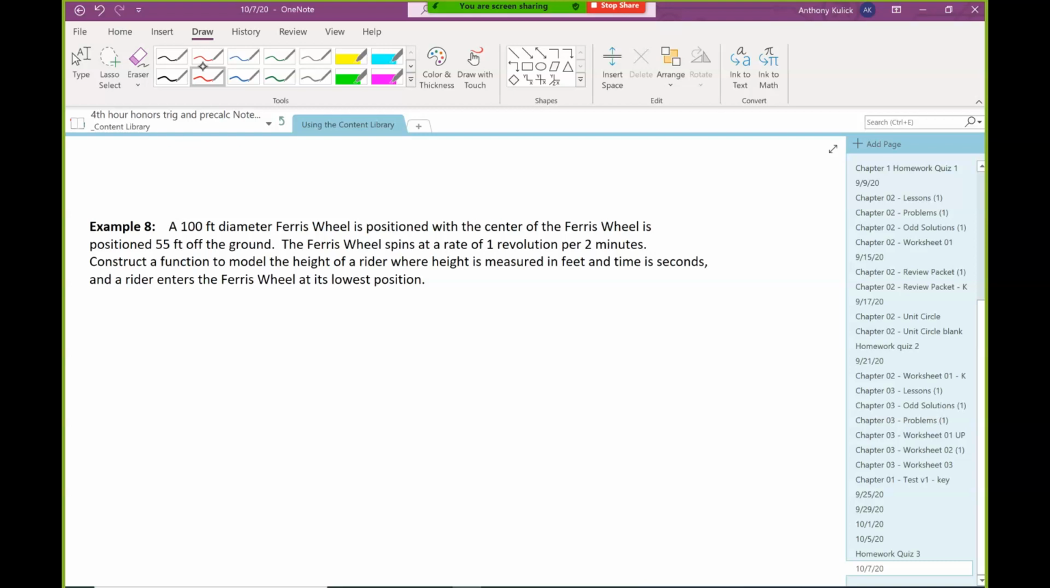It says a 100-foot diameter Ferris wheel is positioned with the center of the Ferris wheel 55 feet off the ground. The Ferris wheel spins at a rate of 1 revolution per 2 minutes. Construct a function to model the height of a rider, where the height is measured in feet and time in seconds. And the rider enters the Ferris wheel at its lowest position. Okay, so I'm going to sketch a little picture of what's going on.